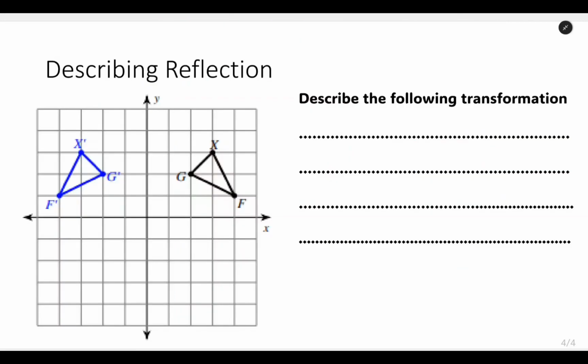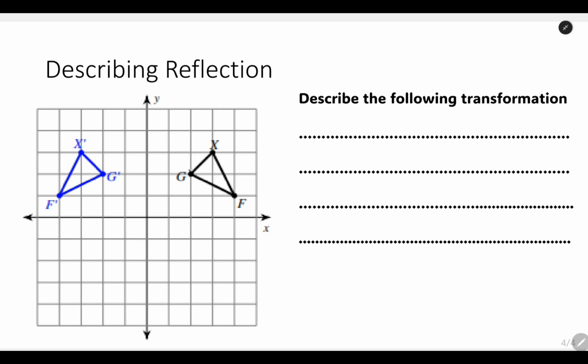So now let's look at how we can describe a reflection. As we saw earlier, the important thing that is needed to complete any reflection is the mirror line. So we want to describe this reflection, which is how we move from XGF to the image X prime, F prime, G prime. What we can do is simply take two corresponding points, which are G and G prime, and find the middle part of those 2 points.